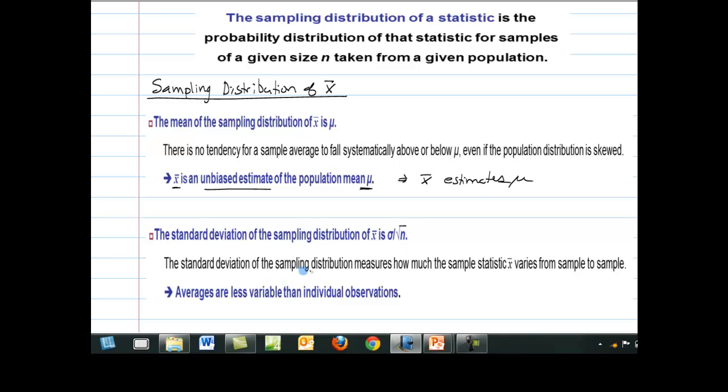Now the standard deviation of the sampling distribution measures how much the sample statistic x bar varies from sample to sample, because sometimes it'll be too high, sometimes it'll be low, sometimes it'll be just right. So this value of sigma over root n talks about how much it varies from sample to sample. The upshot here is, because I'm dividing by root n, averages are less variable than an individual observation.